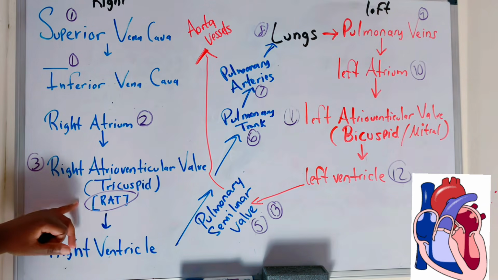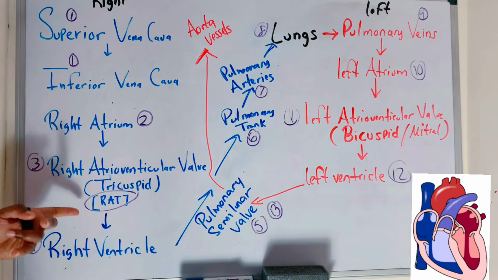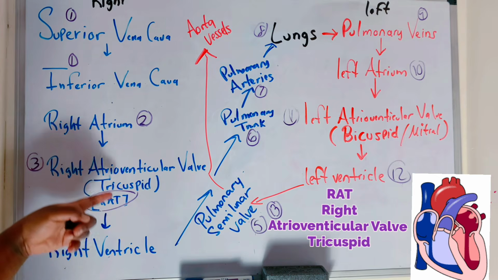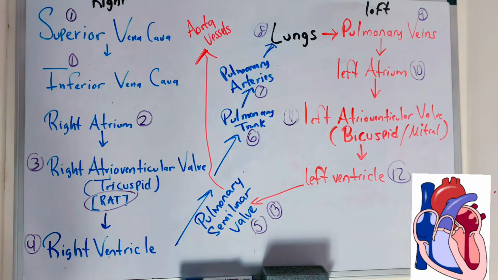So we use this acronym RAD, like we use in A&P, to remember that the tricuspid valve is on the right side, so right atrioventricular. So that's what that stands for, right atrioventricular. So that's how you know it's a tricuspid valve. That's on the right side, and the bicuspid valve is on the left side.